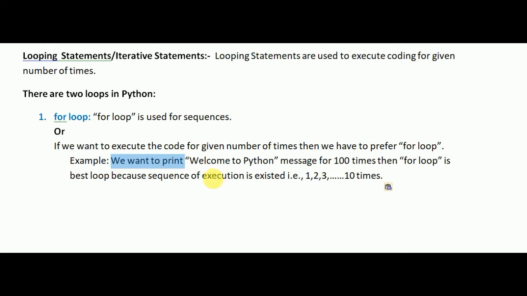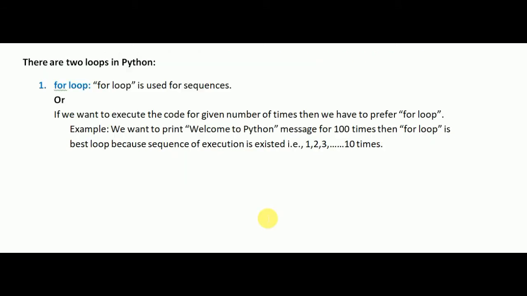we want to print the welcome to Python message 100 times. Then the for loop is the best loop because a sequence of execution exists, 1, 2, 3 up to 10 times. We just apply the conditions inside the parentheses and the process will begin itself. In programming terms, we use for i in, and one keyword, that is range.